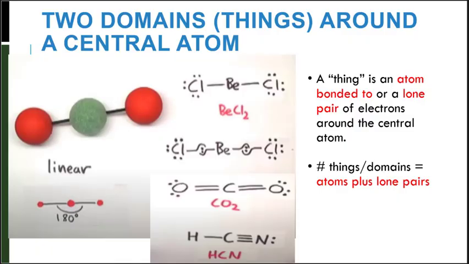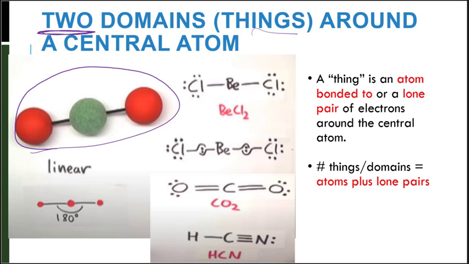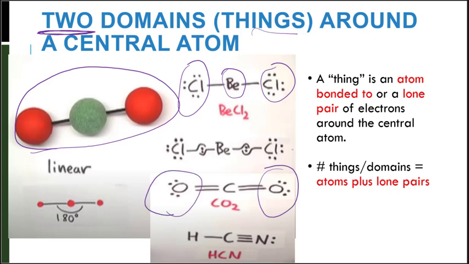We're going to look at some examples with different numbers of domains around those central atoms. So 2 domains or 2 things around a central atom would give us a linear shape, 180 degrees. Beryllium chloride, for example, if I drew that Lewis structure, I would be able to look at beryllium and go, okay, there's 1, 2 things around beryllium. Off of CO2, okay, there's 1, 2 domains. In HCN, there's 1, 2 domains off of that carbon. It doesn't matter if there's a double bond or a triple bond. We're looking at how many objects are off of that central carbon. So these are all linear structures.